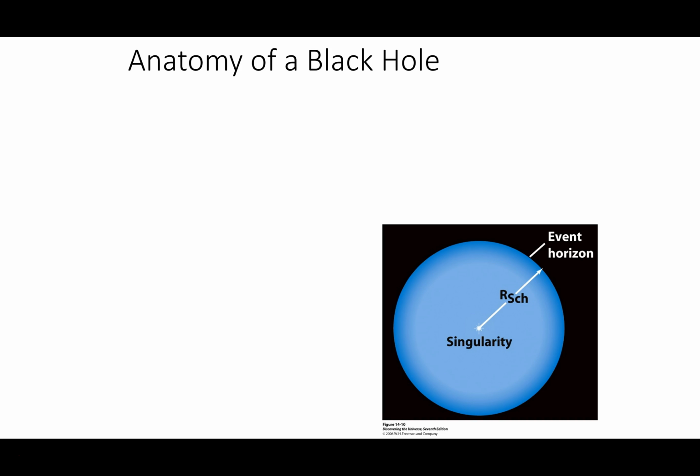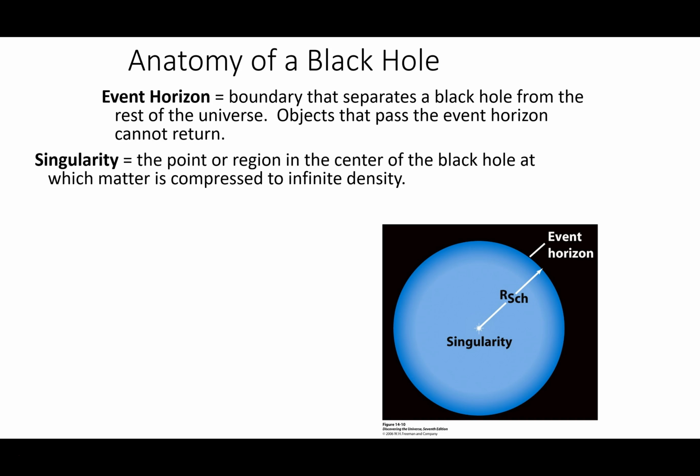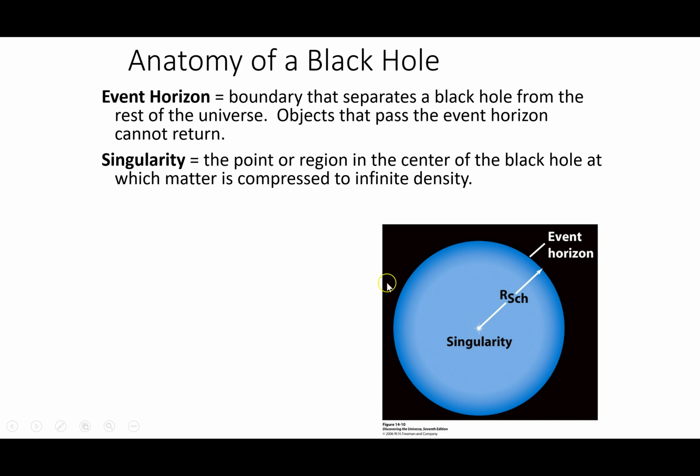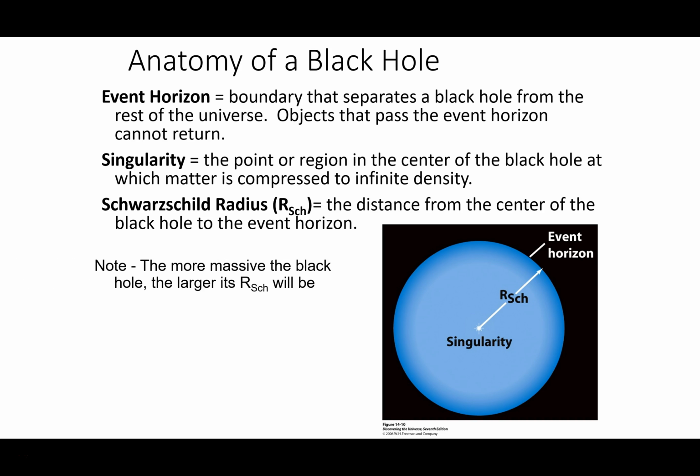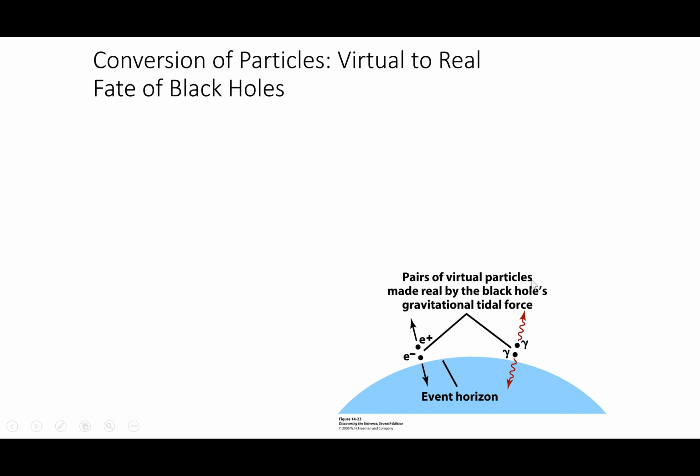Okay. So here's the anatomy of a black hole. I mentioned the singularity. The event horizon is the region around the singularity, beyond which, or closer to the singularity, nothing can escape the influence of the black hole, even traveling at the speed of light. So the Schwarzschild radius then is the distance from the singularity out to the event horizon.